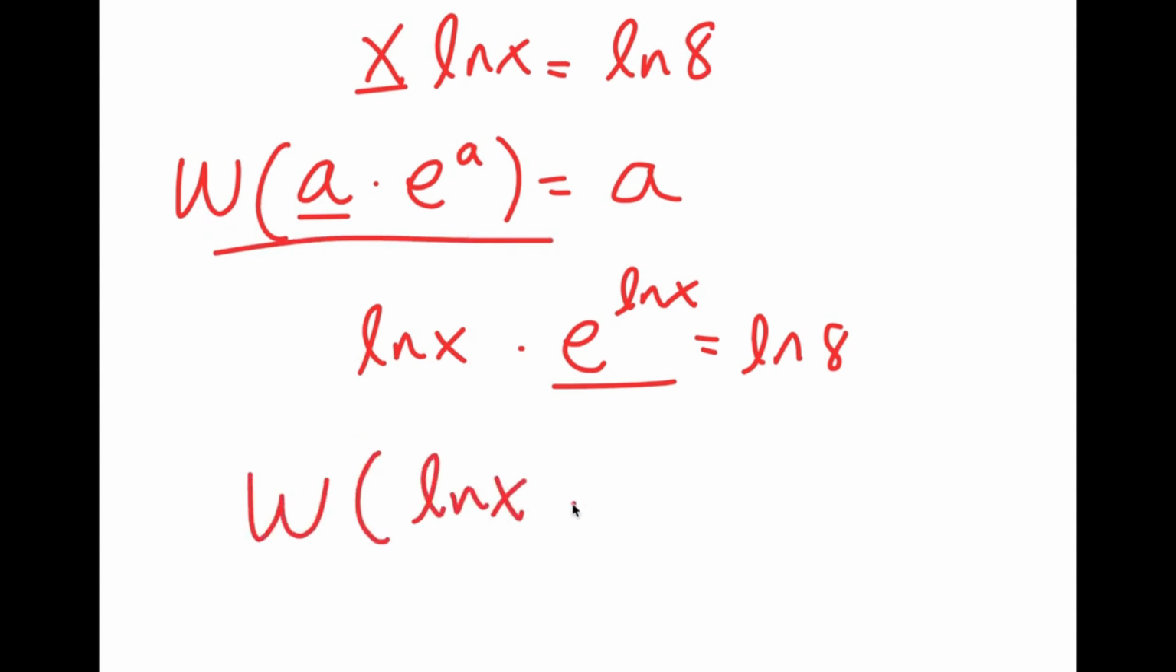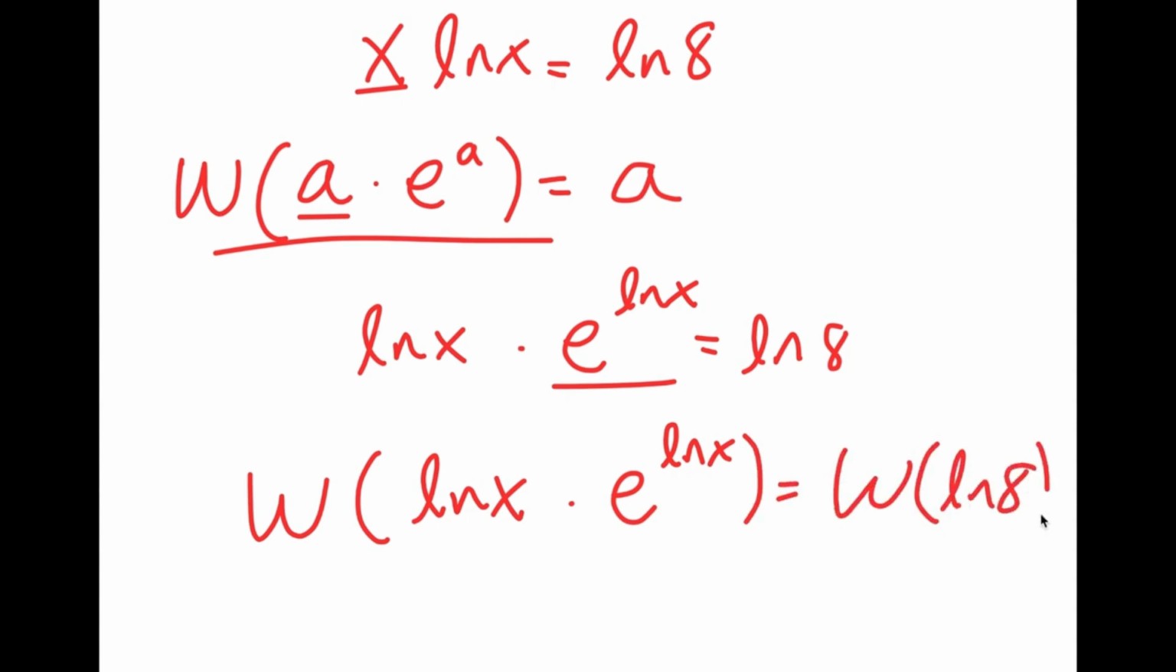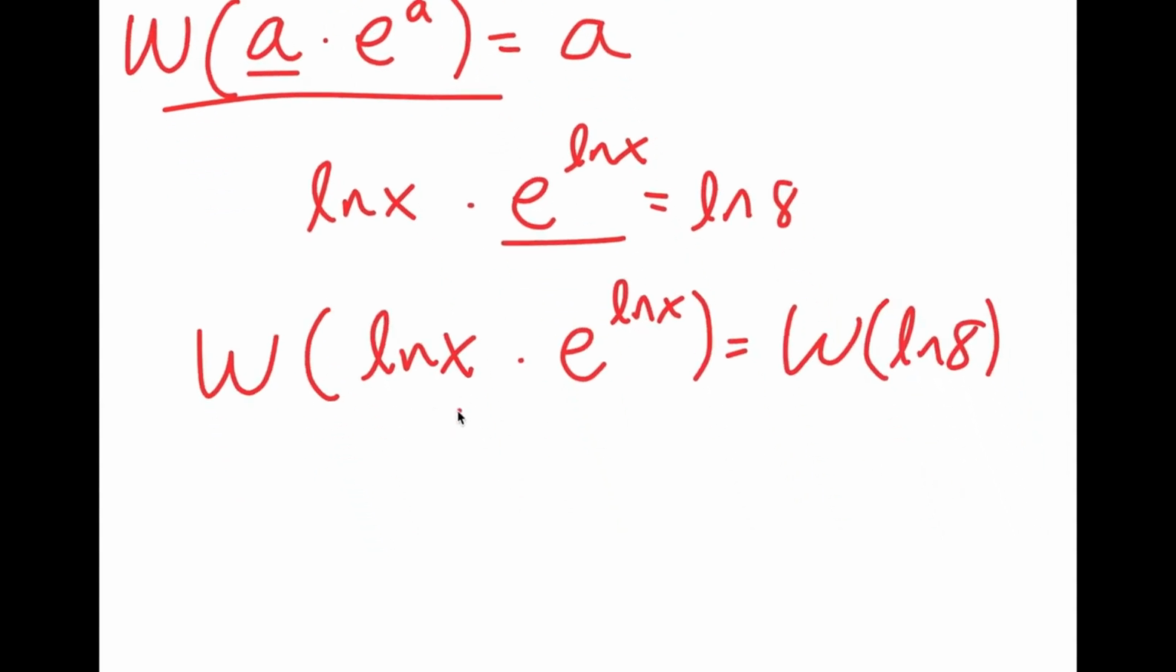So I have w of ln x times e to the power of ln x is equal to, what I have to do on one side, I have to do the other side. So w of ln 8. And this simply turns into ln x is equal to w of ln 8.